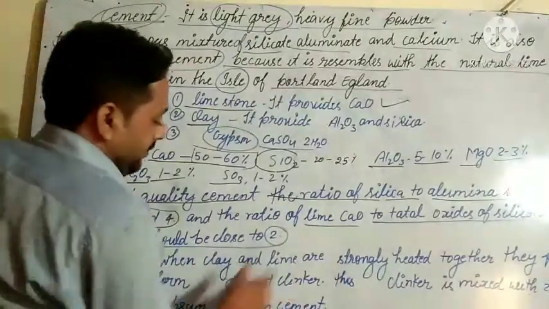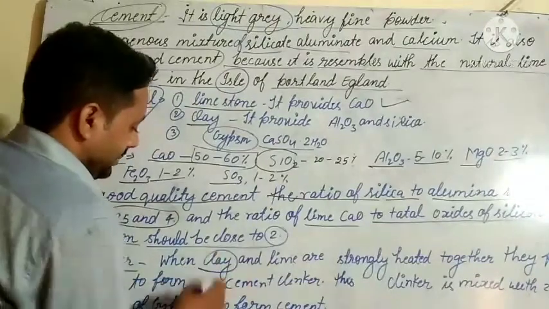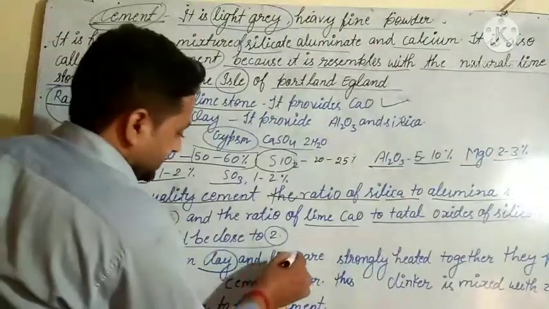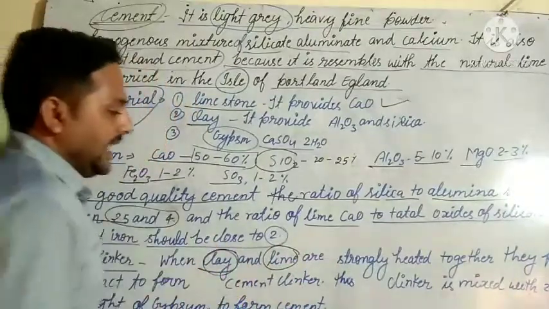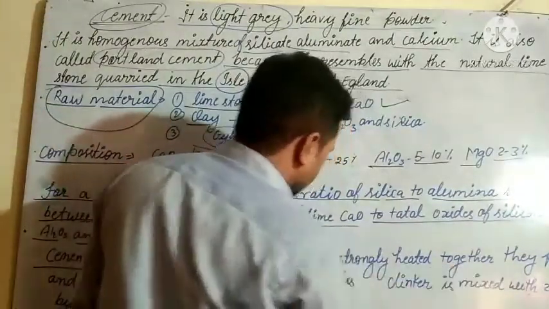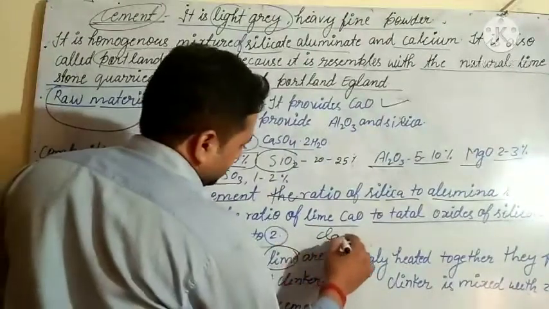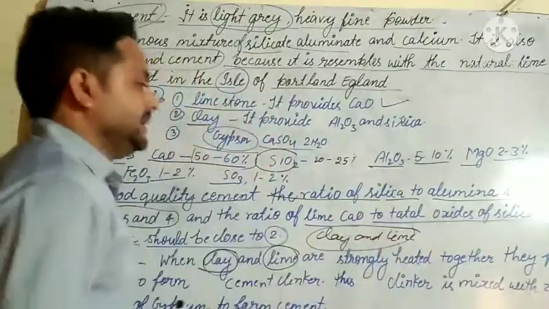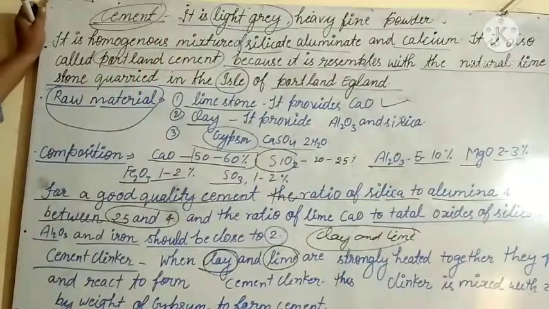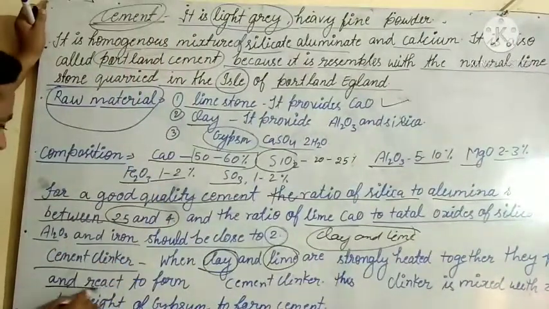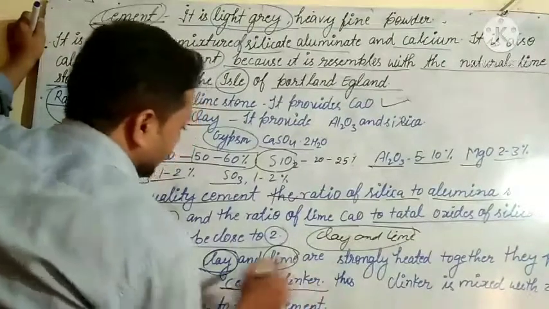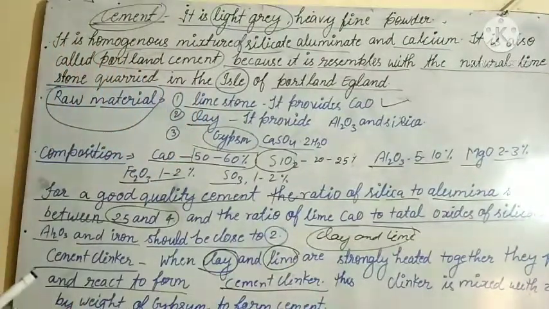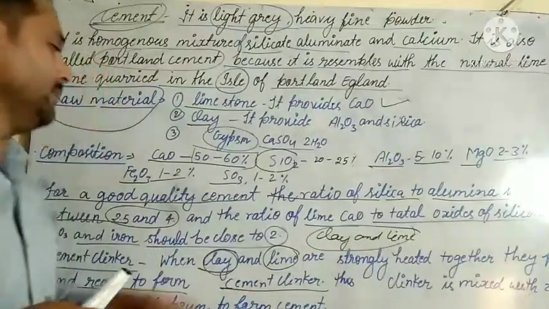When clay and lime are strongly heated together, they fuse and react to form cement clinker. Means when clay and lime is heated strongly, they fuse and react to form cement clinker.